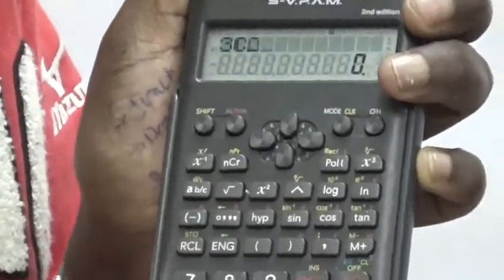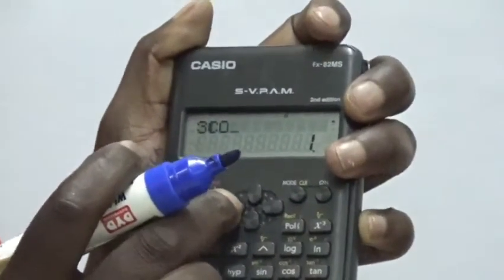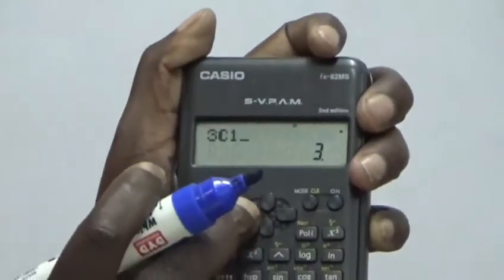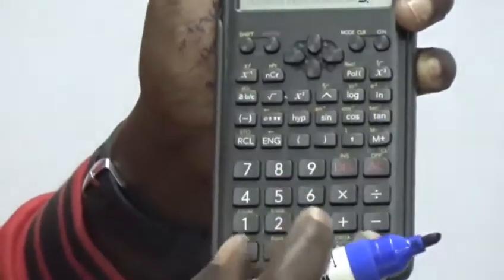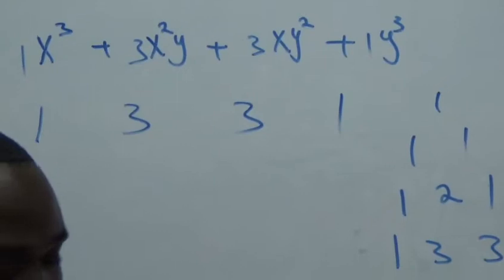Then I start with 0. My first coefficient will be 1. Then the second one, I come here and delete, then I press 1. My second is 3. Then I continue like that. My third one is 3. Then I continue with the last one, it will be 1. I hope we are together.